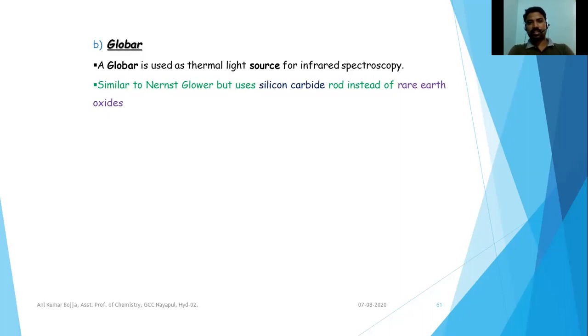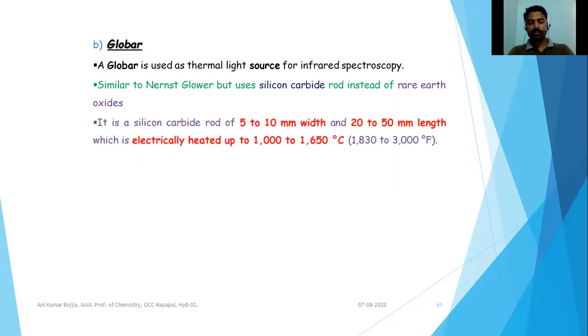In the previous case, zirconium oxide, yttrium oxide, erbium oxide, and even cerium and thorium oxides were also used, but here silicon carbide, carborundum, is used. It is a hard substance. So silicon carbide is heated electrically to produce the radiation in the region of infrared.